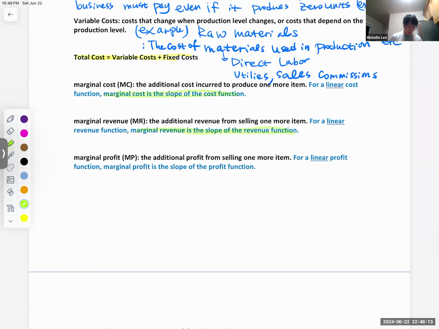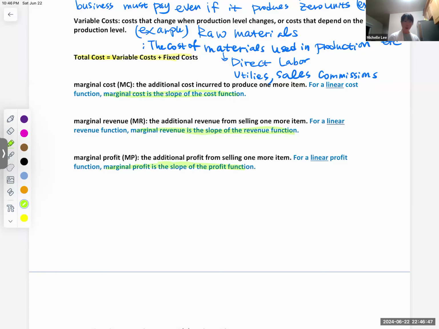Marginal profit, the additional profit from selling one more item. For a linear profit function, marginal profit is the slope of the profit function. So basically, marginal cost, marginal revenue, marginal profit, they want to know about the cost, revenue, profit per item. All right.